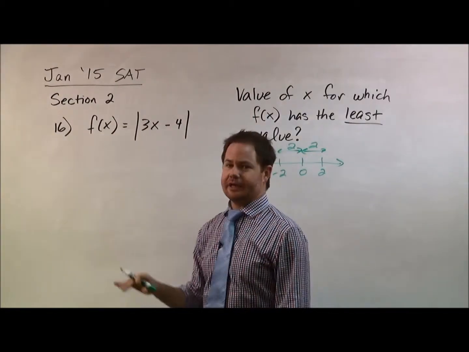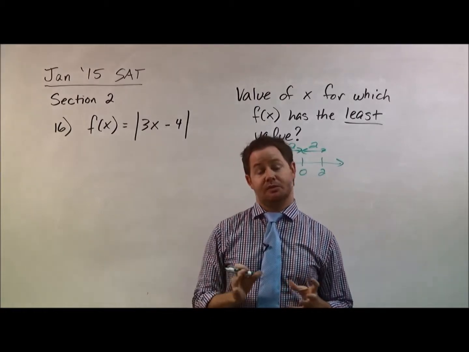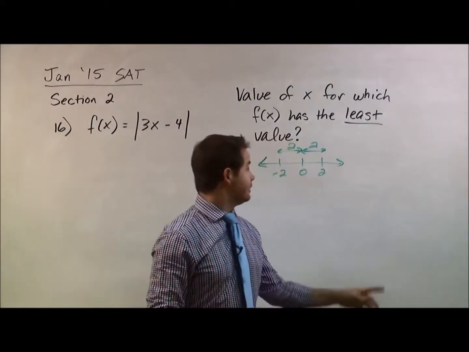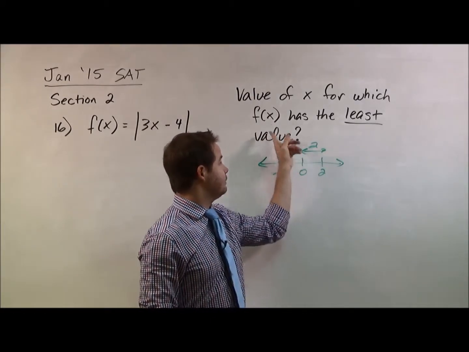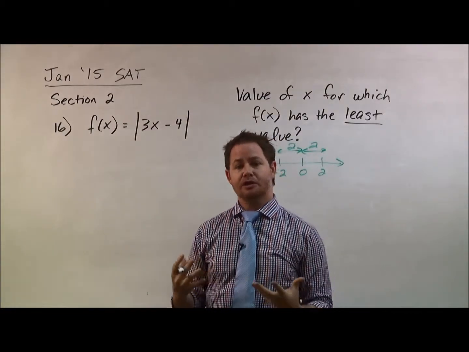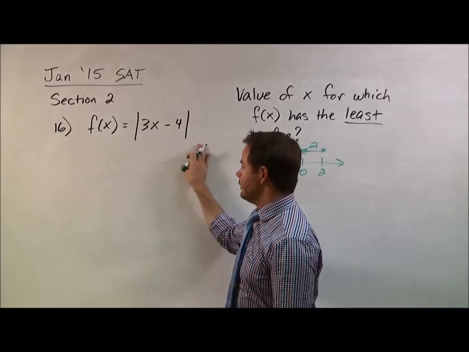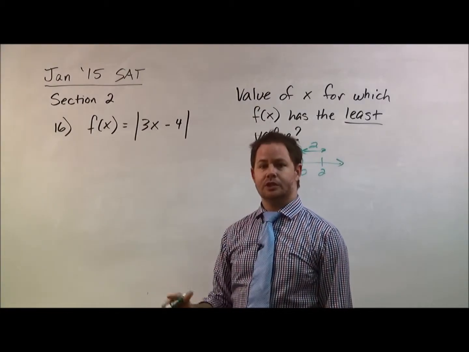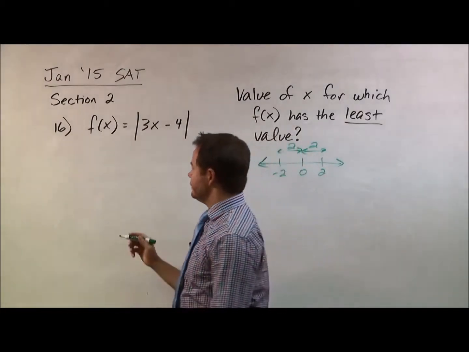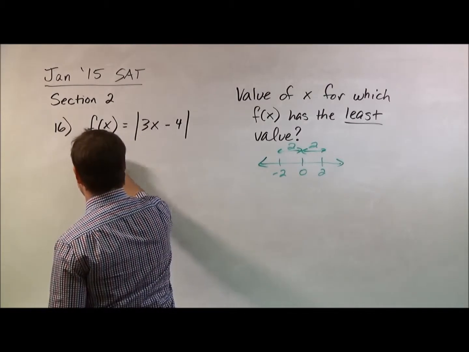So for absolute value, the smallest possible value that you could have, which is what we need for this question, they want to know the least value for f of x, the smallest result you could ever have for absolute value will be a 0 for the entire absolute value portion of your function. So to solve this, we have to set f of x equal to 0.